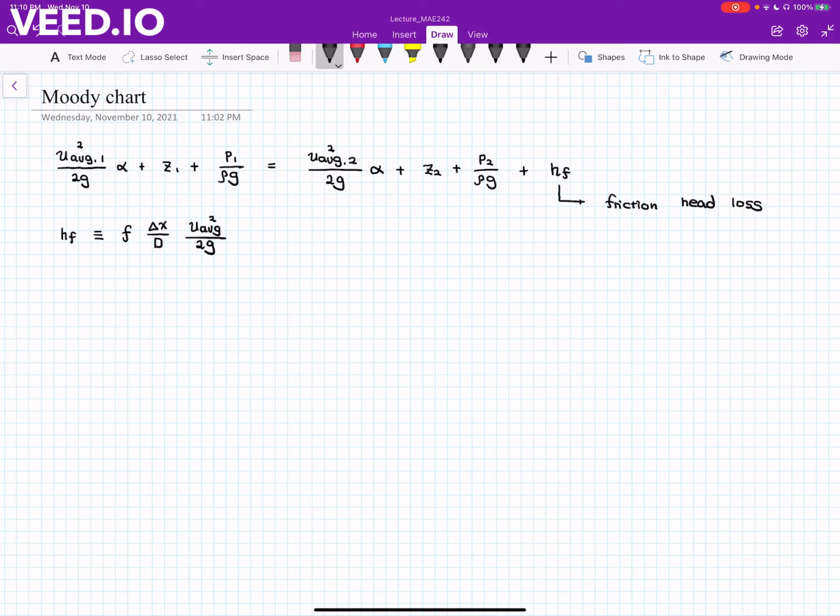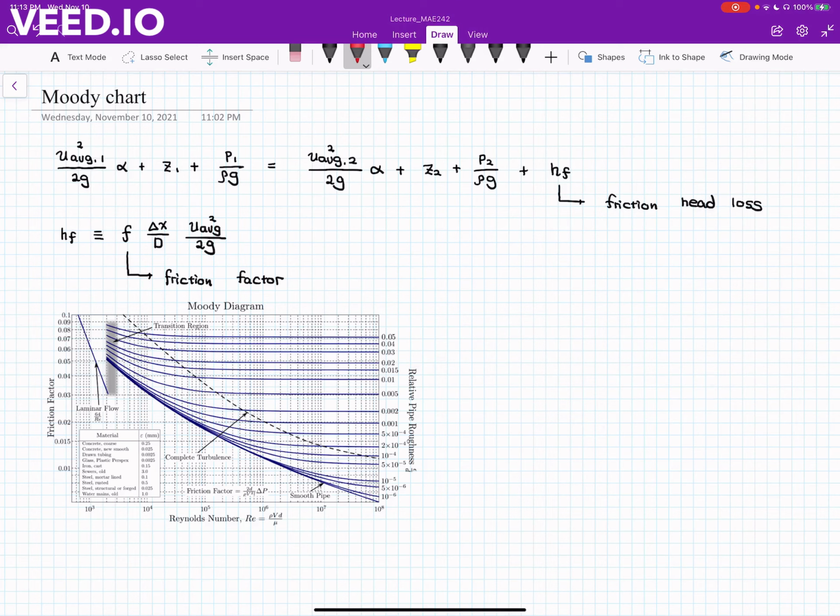So this term f is the friction factor, and there are two ways in our MAE 242 in calculating this value of the friction factor. The first one is to use the Moody chart. In using the Moody chart, there are two things you need to know in MAE 242. First one is the Reynolds number based on the pipe diameter. The second one is the relative pipe roughness.